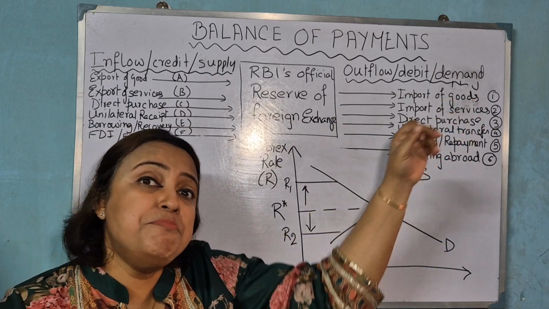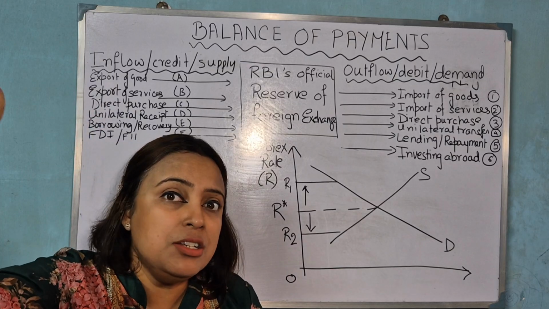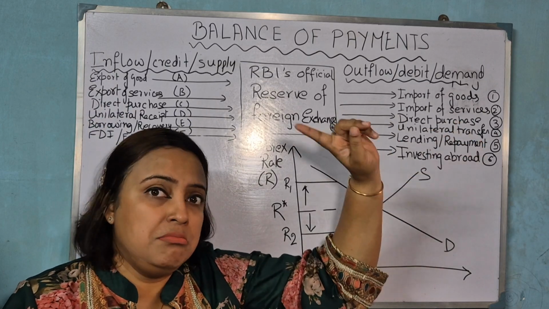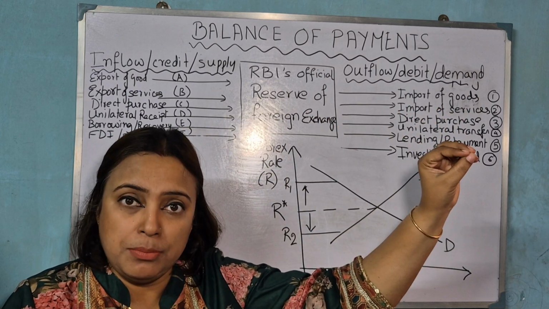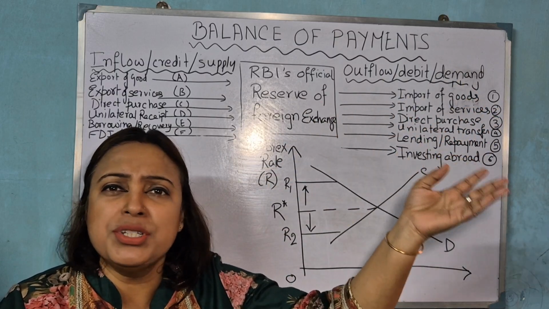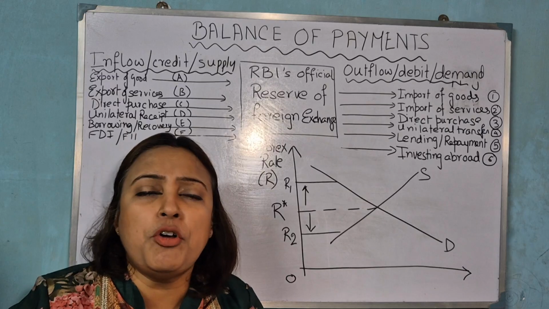So if I import goods, if I buy from other countries, I have to pay, so I need it, so demand is getting created. If I import services, demand again. If I make direct purchases abroad, as a tourist, as an Indian, I'm going abroad for studying or for some tourism. Okay, I'm going abroad and I'm spending foreign exchange over there.